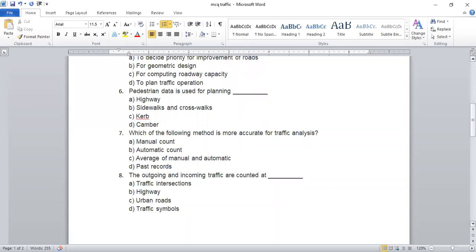Now coming towards question number eight: outgoing and incoming traffic are counted at which condition? The first option is the traffic intersection, the second is the highway, the third is urban roads, and the last one is traffic symbols. So which one is the answer? Incoming and outgoing traffic are counted at the intersection of the road. At that time only, incoming and outgoing vehicles would be there. So option A is the answer for question number eight.